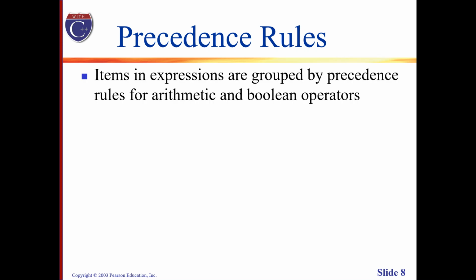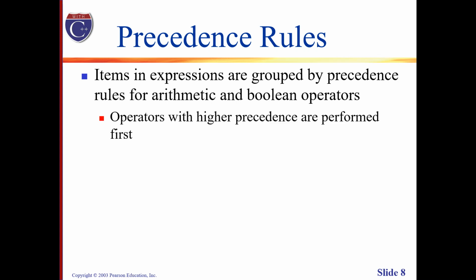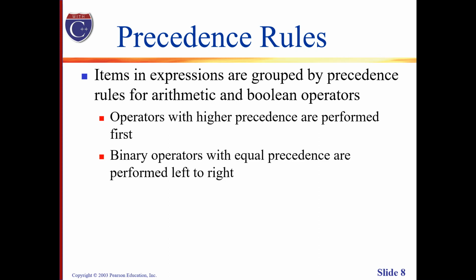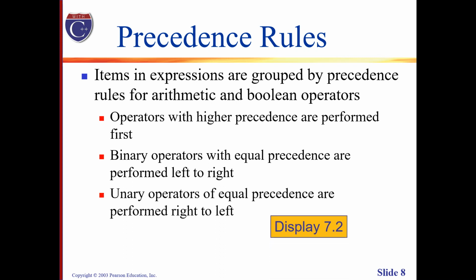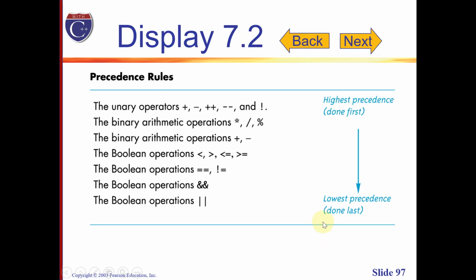Next, talking more about the precedence rules, items in expressions are grouped by precedence rules for arithmetic and Boolean operators, which means operators with higher precedence are performed first. Also, binary operators with equal precedence are performed from left to right. And unary operators of equal precedence are performed from right to left. Here's an example of how the precedence rules are observed in C++. As you can see, the operator with the lowest precedence will be performed last, such as this one.